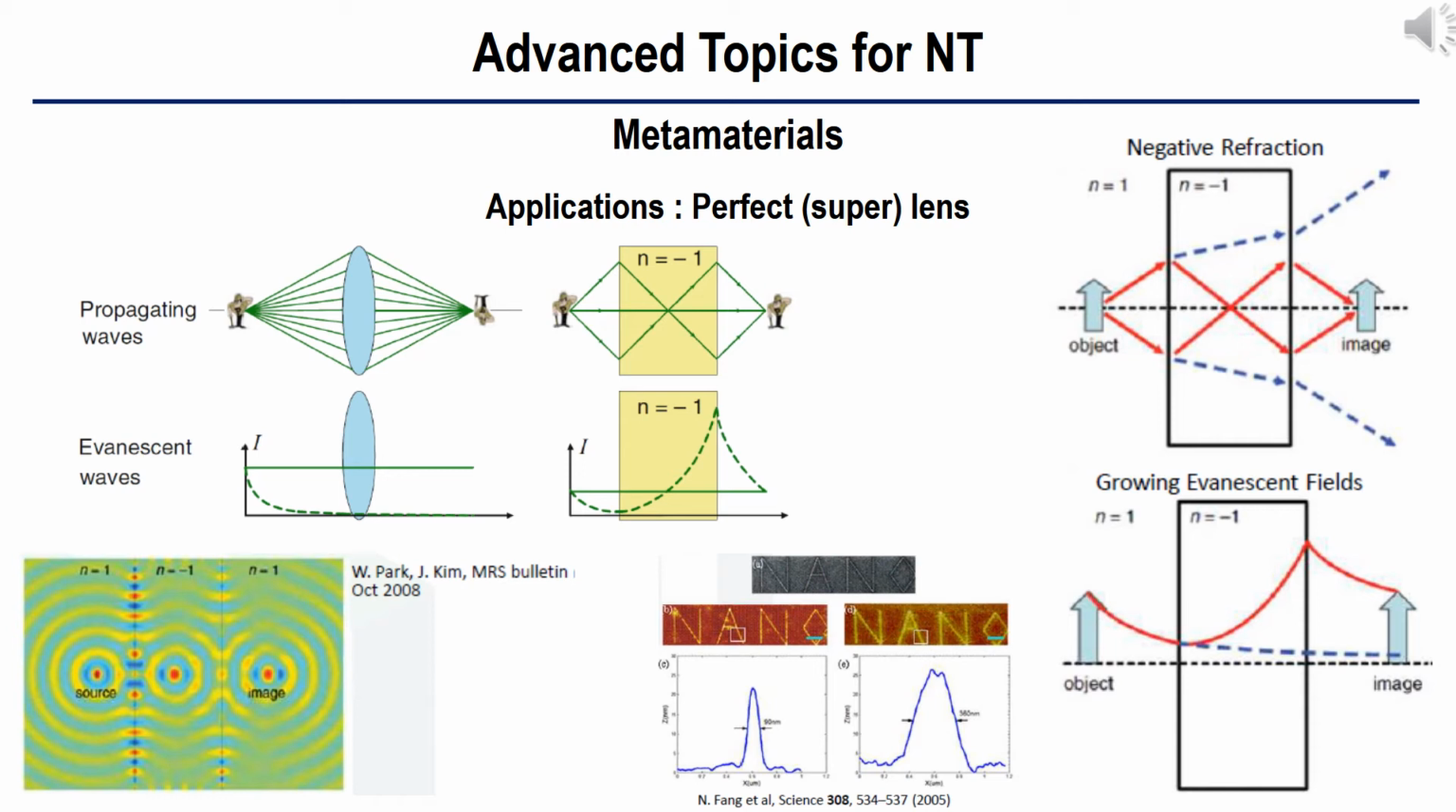However, in negative index media, evanescent waves grow exponentially along the propagation direction. Therefore, amplification of evanescent waves in negative index media can be done as shown in the right figure. This does not violate energy conservation, because evanescent waves carry no energy. Using the negative refractive index lens, we can make a sub-diffraction limit image as shown in the upper and lower left figures. This means that we can obtain a sub-wavelength image with enhanced resolution as shown in the lower middle image.